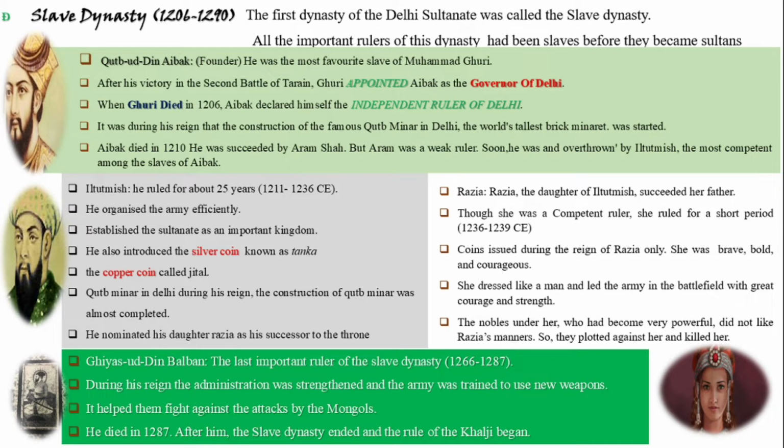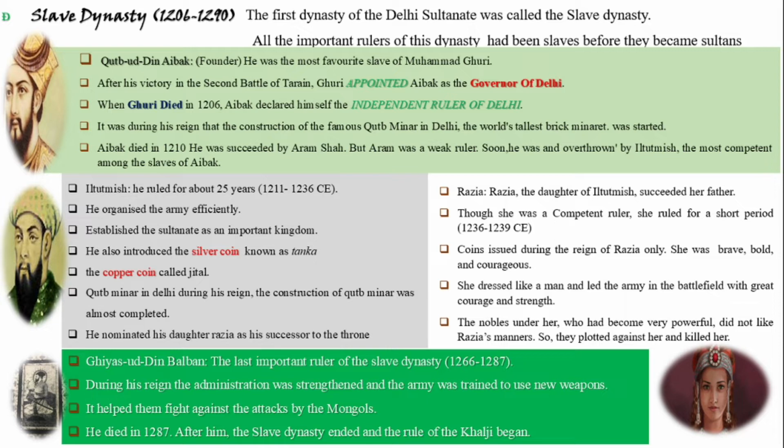But the nobles under her, who were very powerful, did not like Razia's manner and rules, so they tried to plot against her and kill Razia. So Razia died in the period of 1239. After Razia's death, Ghiyas-ud-Din Balban was the next ruler.